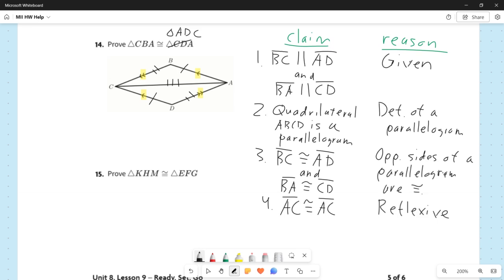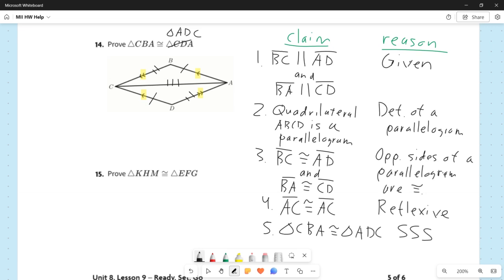So 3 hash marks. Now notice that in the top triangle and in the bottom triangle, we have not 1, not 2, but 3 pairs of congruent sides. That means we have side, side, side, or SSS. That is one of our acceptable triangle congruency scenarios. So I'm going to jump to the thing that we're trying to prove, which is triangle CBA is congruent to triangle ADC. The reason we're allowed to say that is that we have established that side, side, side applies to this situation. So we have 3 pairs of congruent sides, therefore our 2 triangles are congruent, and we are now done.